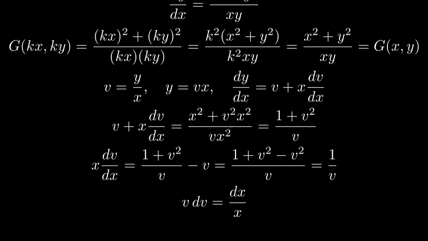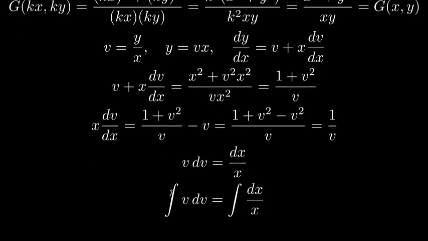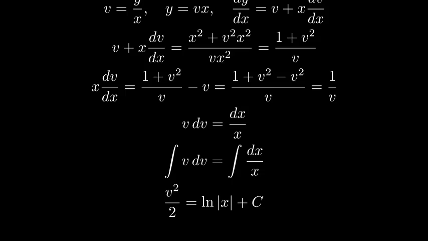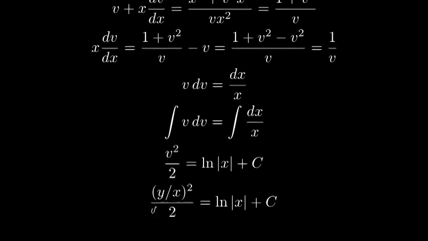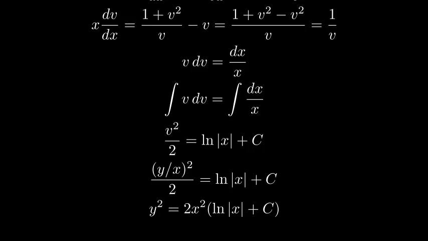This gives us the separable equation v dv = dx/x. Integrating both sides, the integral of v dv equals the integral of dx/x, so v²/2 = ln x + c. Finally, substituting back v = y/x, y²/(2x²) = ln x + c, so y² = 2x²(ln x + c). And this is our general solution to the original homogeneous differential equation.